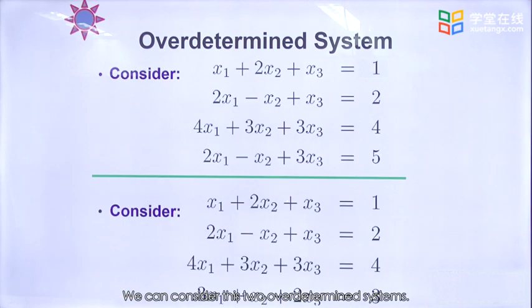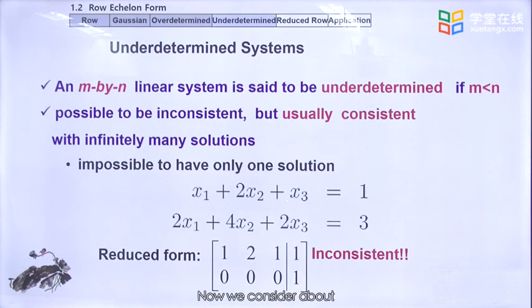We can consider these 2 overdetermined systems. Each one has 4 equations and 3 unknowns. You can check its row echelon form, and you can determine which one is consistent.